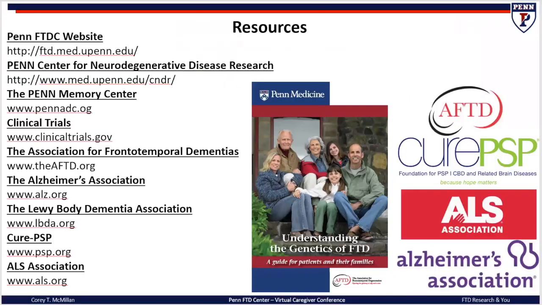And I'll end with giving you some useful resources and websites, including the website for the Penn FTD Center and our colleagues at the Penn Memory Center and Center for Neurodegenerative Disease Research, and the Association for Frontotemporal Dementias, which we've worked together with to make an informative brochure about genetics of FTD, and affiliated advocacy groups for all different forms of Alzheimer's disease and related disorders, as well as clinicaltrials.gov, which is a wonderful resource that lists all the clinical trials in the US, and you can search by diagnosis to find clinical trials that you may be eligible for.